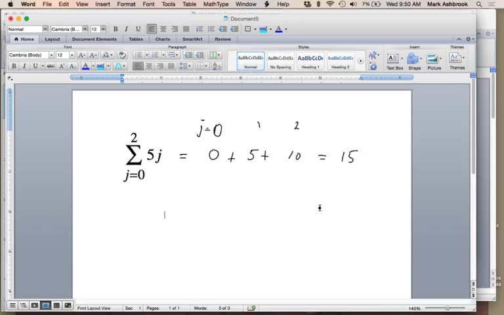And then the big, scary-looking symbol there, all it means is sum. Sum up all those things. So 0 plus 5 plus 10 plus 15.